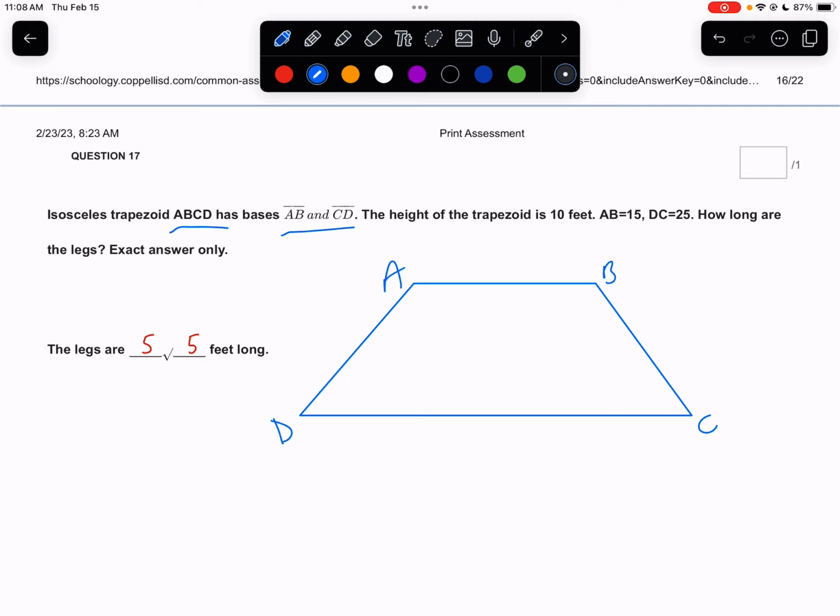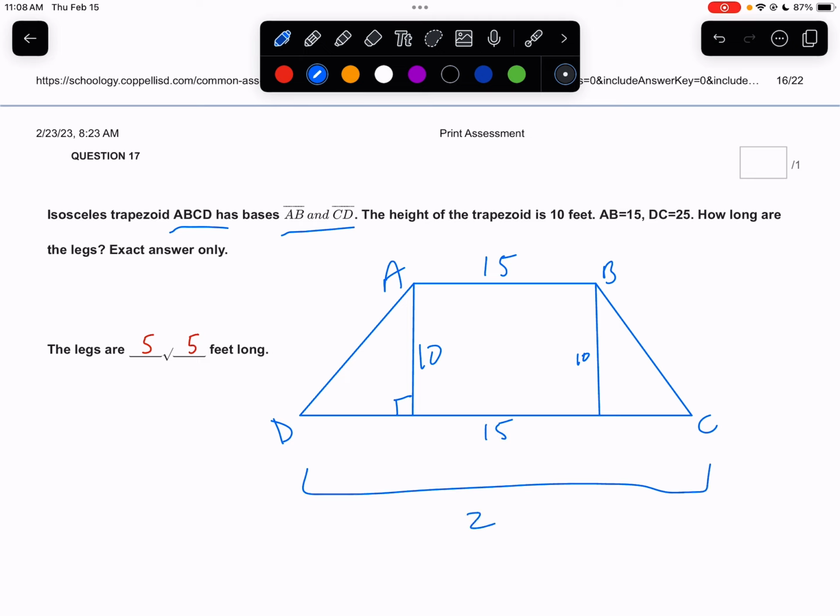Of course, I'm going to drop my height over here. You got to fight for your height. So that's going to be 10. AB is 15. I'm going to drop this height too. This is going to be 15. DC, the whole thing is 25. Well, the middle part's 15. So it means the edges are going to be 5 each.